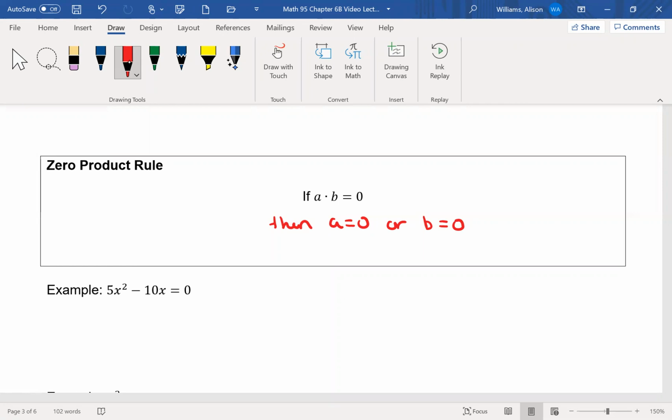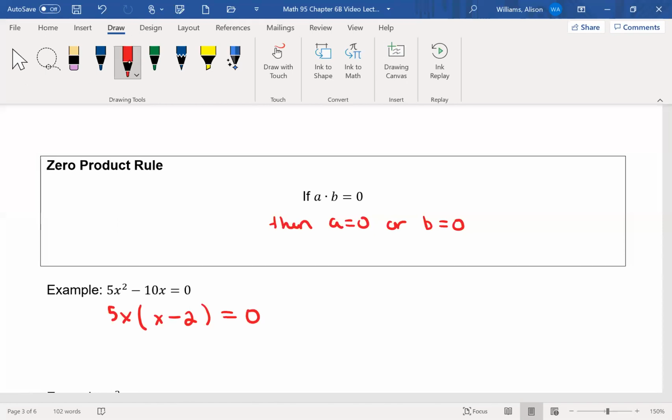So let's try to utilize that in a problem. I have 5x squared minus 10x equals 0, and I'd like to use the zero product property. In order to write this as a product, I'm going to factor, because remember, factoring means to rewrite something as multiplication. I'm always going to check for a GCF, and I do have a GCF of 5x. If I factor out 5x, I'm left with x minus 2. That doesn't factor any further, it's not a difference of squares or anything. So I'm done. That's factored.